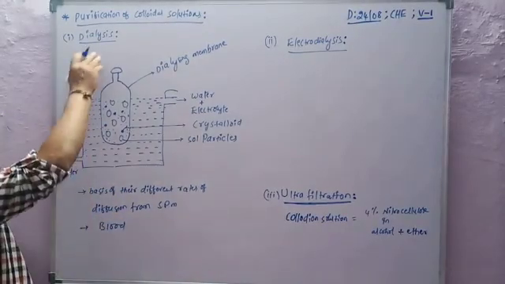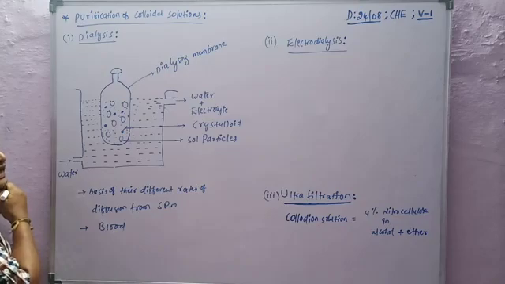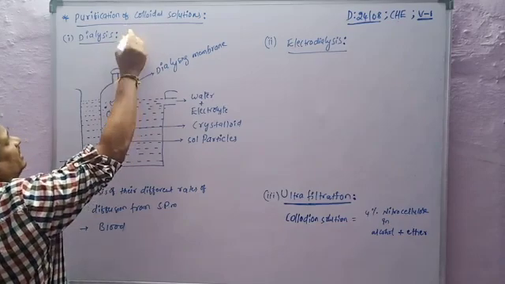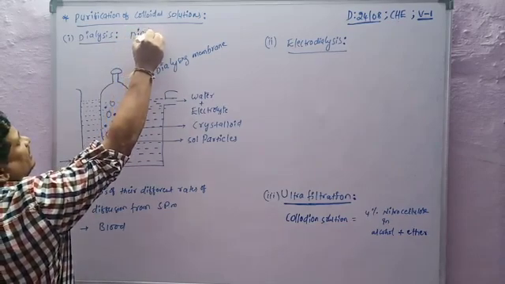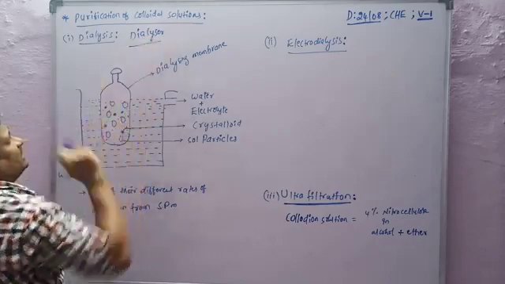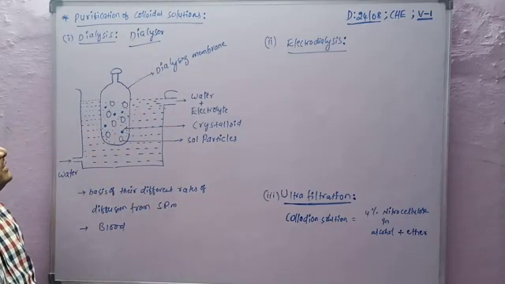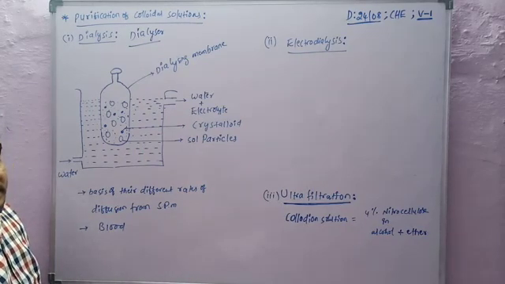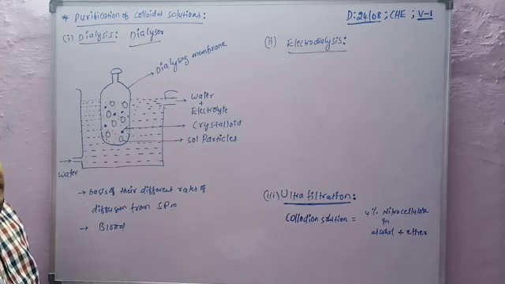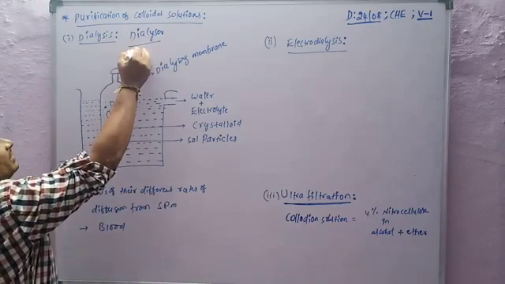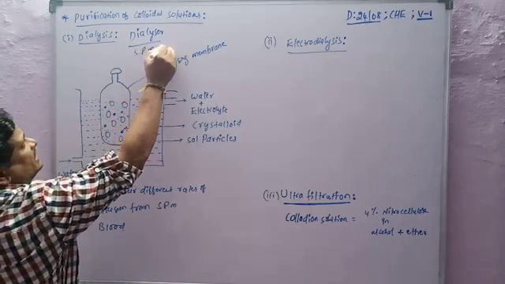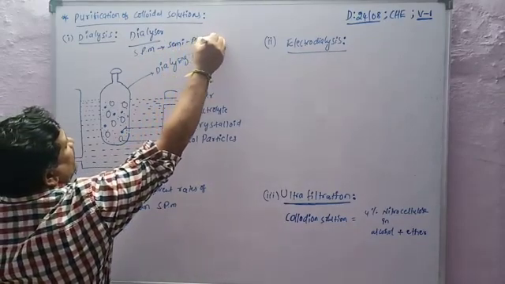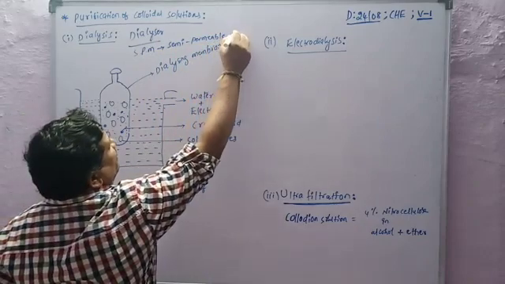Actually, the dialysis process is carried out in a dialyzer. What is a dialyzer? The apparatus is known as a dialyzer. In this dialyzer, the process undergoes with the help of a semi-permeable membrane. What is SPM? SPM means semi-permeable membrane.